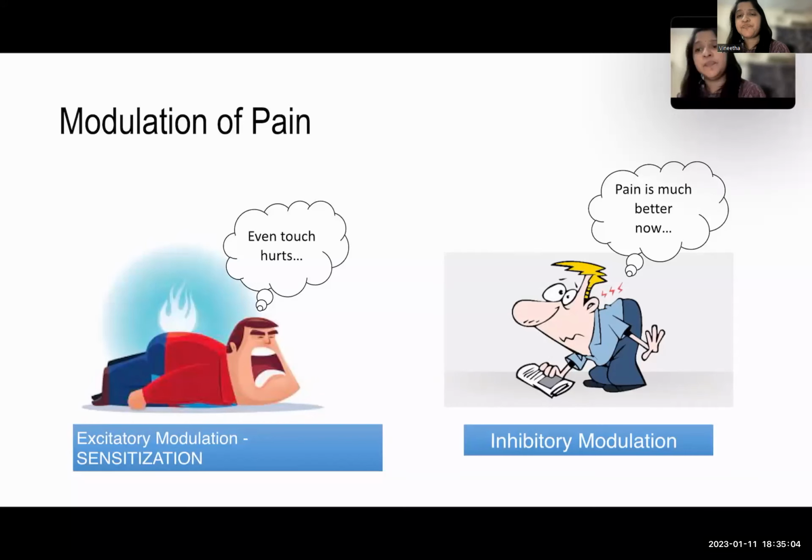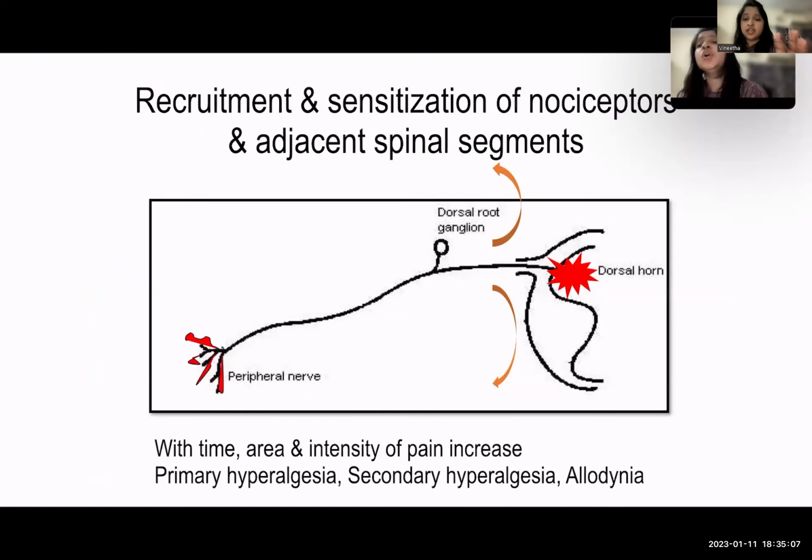In the simplest words, there are two types of sensitization, peripheral and central. So what happens in the periphery? You can compare the red markings and the black markings in the periphery. What happens in the periphery when a tissue injury occurs is that some inflammatory cells will be recruited.